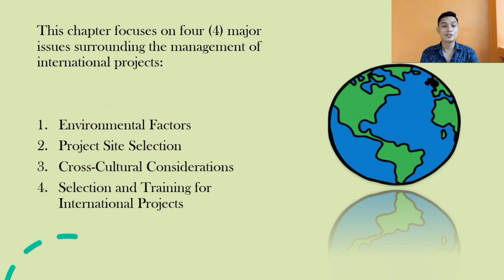So, this chapter focuses on four major issues surrounding the management of international projects. First, major environmental factors that impact project selection and implementation are briefly highlighted. Second, an example of how organizations decide where to expand globally is provided. Third, the challenge of working in a strange and foreign culture is addressed. And finally, how companies select and train professionals for international projects is discussed.